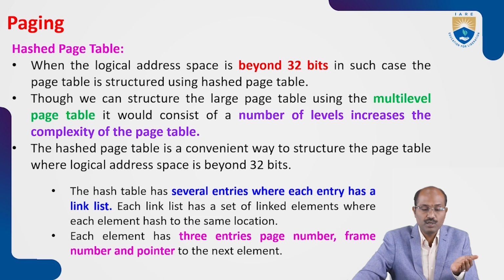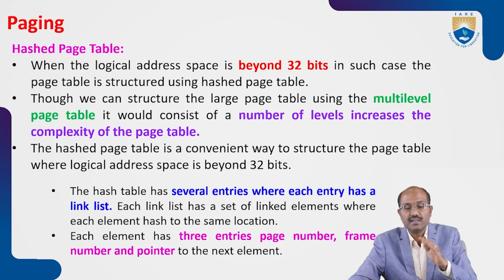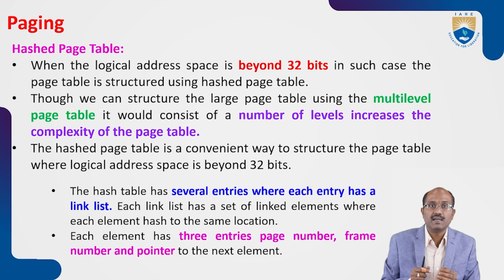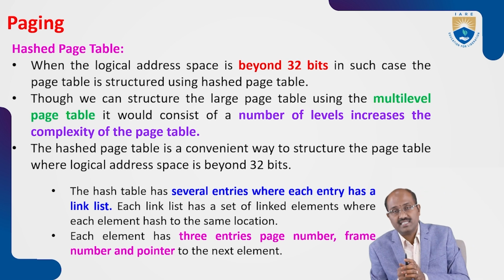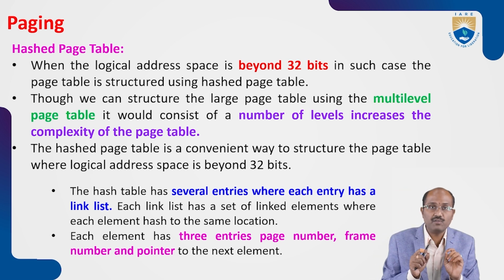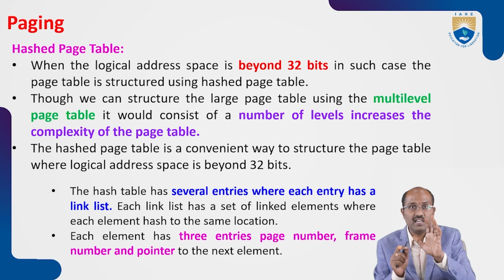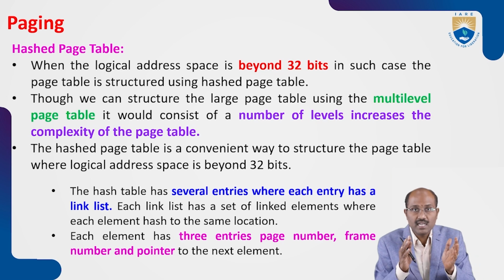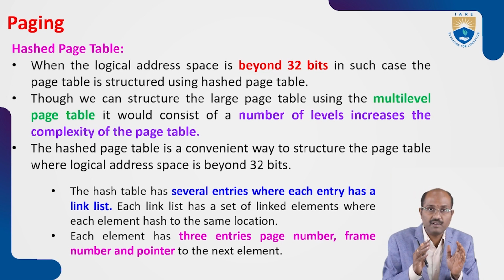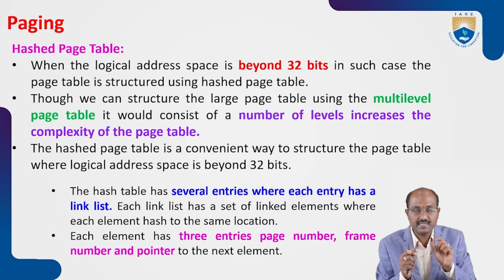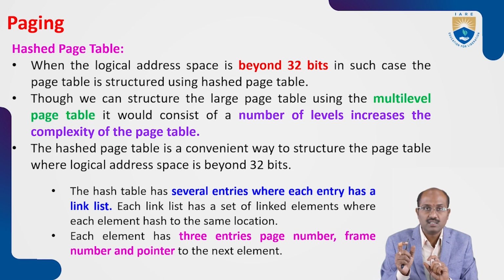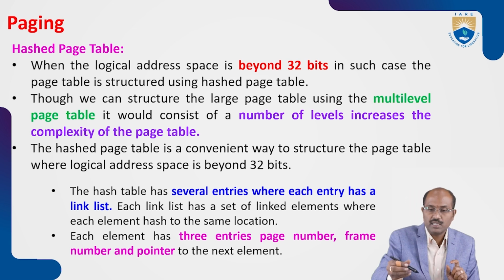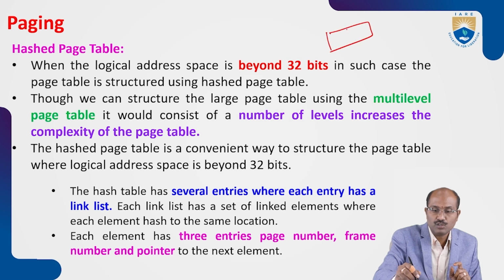The hash table has several entries, where each entry maps to a linked list. A linked list is a data structure we study in detail in the data structure course. There are single linked lists and double linked lists. In a single linked list, every node has an address part and a data part.